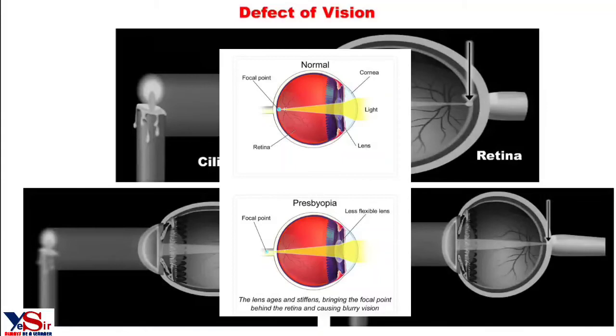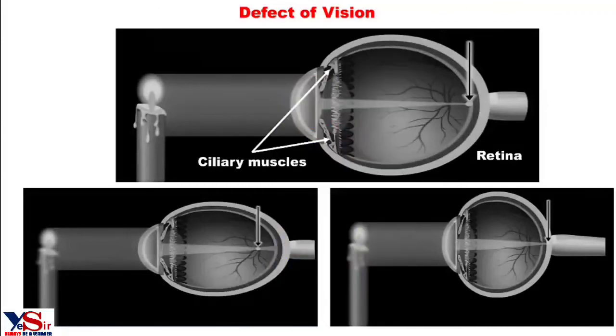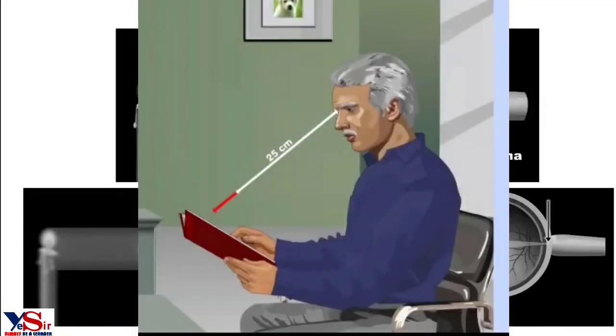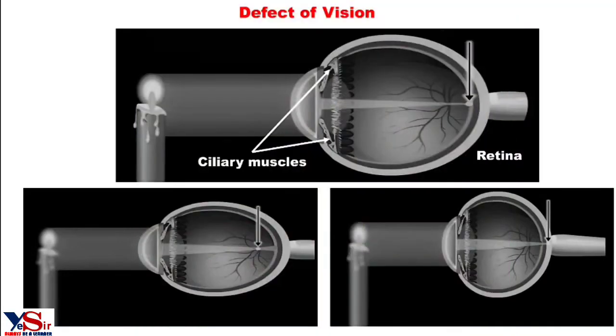Distant as well as nearby objects are both not seen clearly. This defect is called presbyopia. Presbyopia is usually seen in the elderly age group, and this happens because of weakness of the ciliary muscles. Now let's understand these defects one by one.